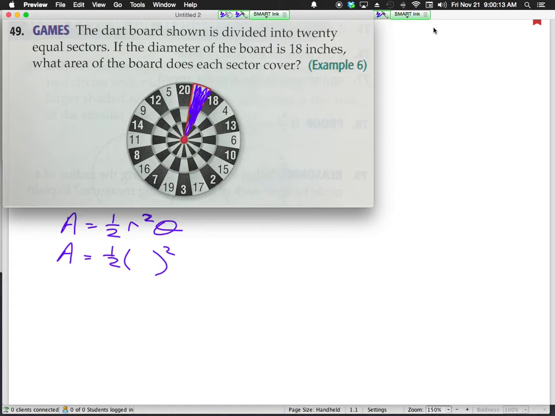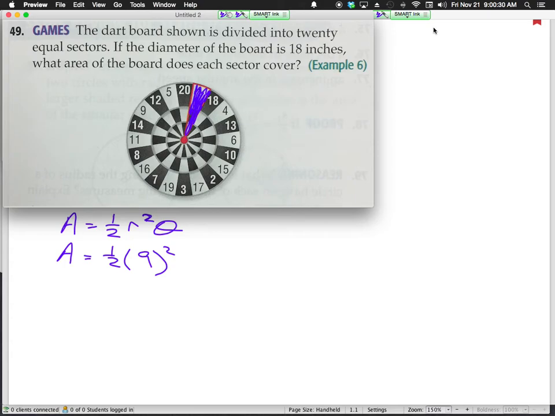It should be fairly easy to figure out what r is. What does r need to be? 9. Why 9, Laura? Because the radius is the diameter divided by 2. Okay, so diameter is 18, so if I want the radius, I've got to divide by 2. So that's where we get 9.